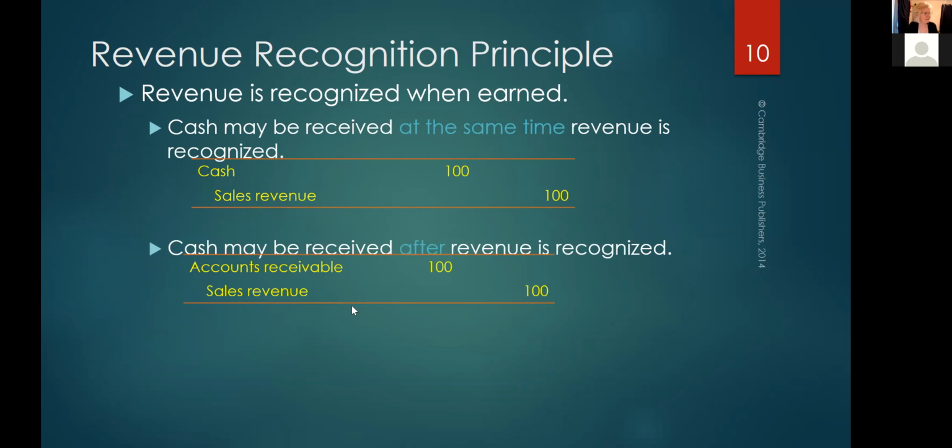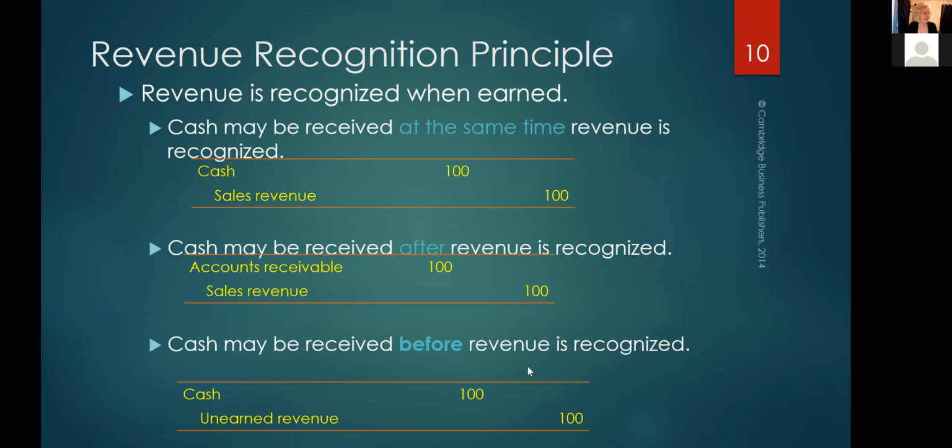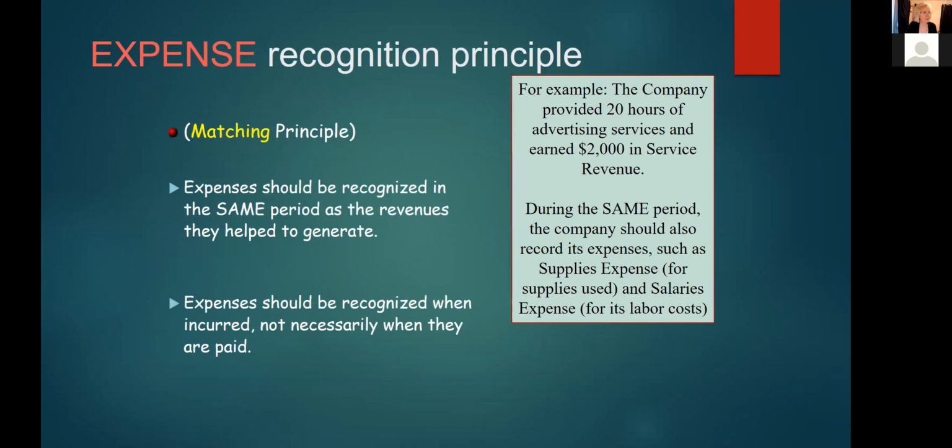So then we say, what if a customer prepays you, like my coffee example, where they buy the coffee card? Well, let's say they buy a coffee card for $100. In that case, we use this account, unearned revenue. We haven't earned it yet, so it is a liability.